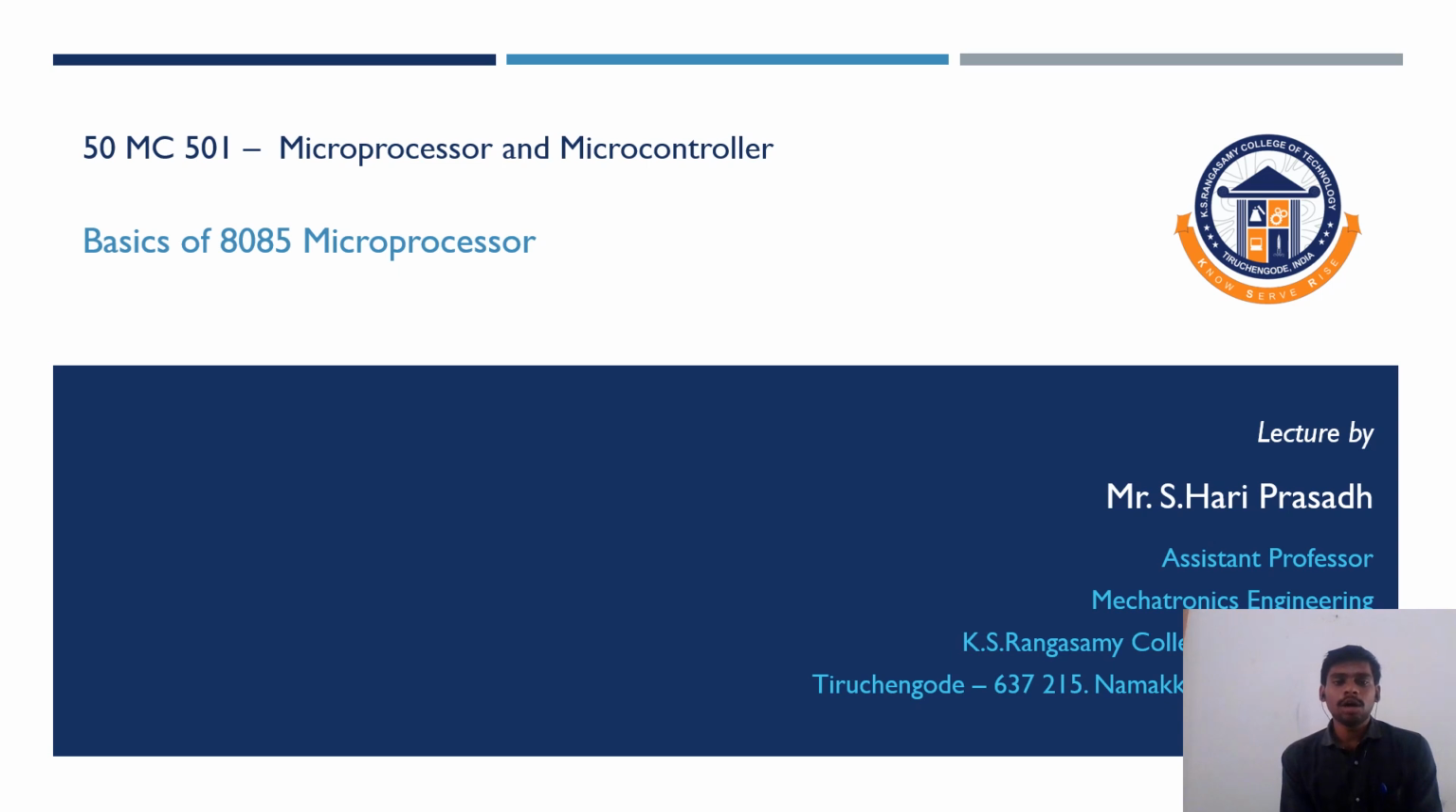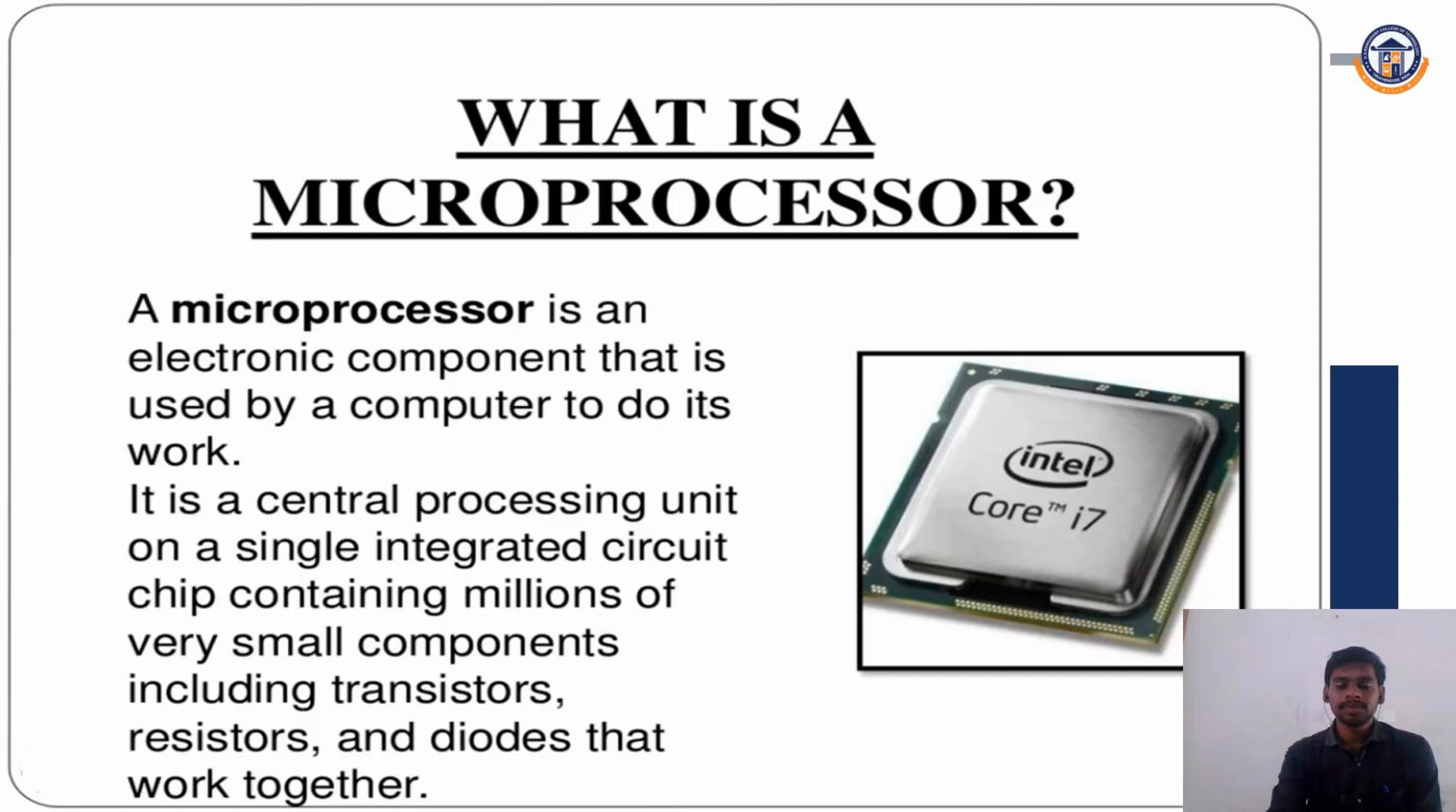We will see about the topic of basics of 8085 microprocessor under the subject of microprocessor and microcontroller. First of all, what is meant by microprocessor? Microprocessor is an electronic component or integrated circuit, IC. It's a mini computer, a central processing unit on a single integrated circuit chip containing millions of very small components like resistors, transistors, diodes, capacitors, like that.